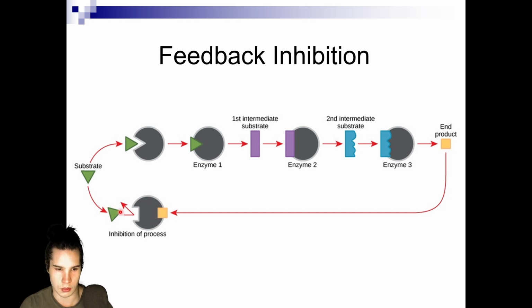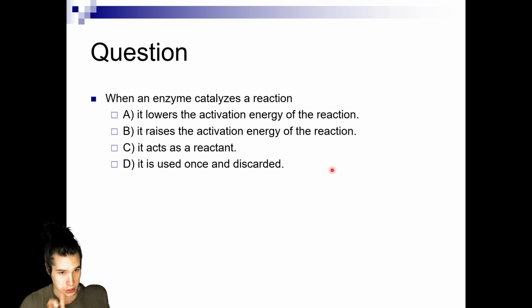So the green triangle can't bind to the active site, and now you're not producing any more of this purple rectangle. Therefore, you have no substrate for enzyme 2. Therefore, you're not creating this third substrate or second substrate. Therefore, you're not creating any end product. So it could put a temporary halt on this assembly line in case you don't want to make too much of a certain product. All right, question.